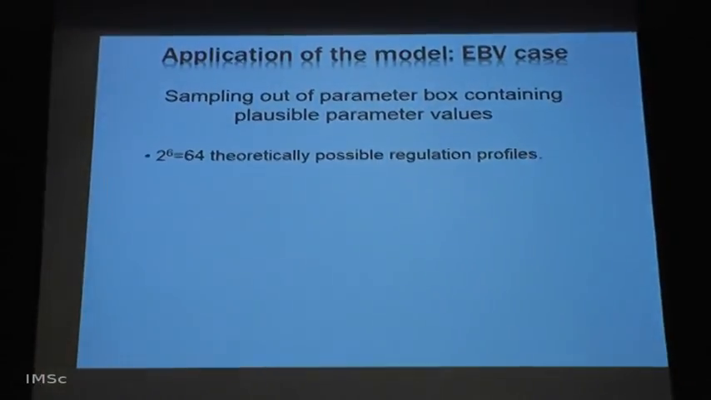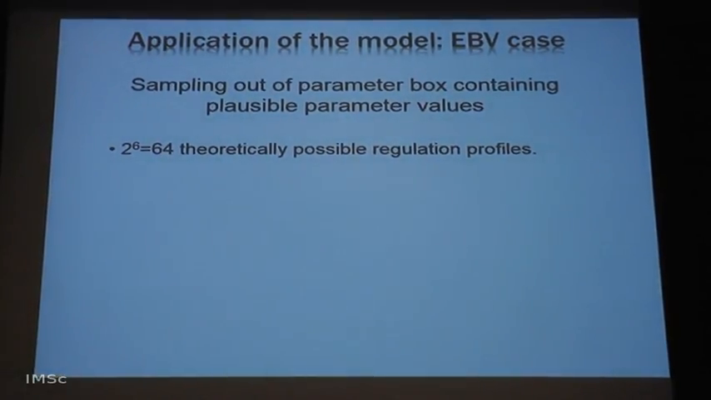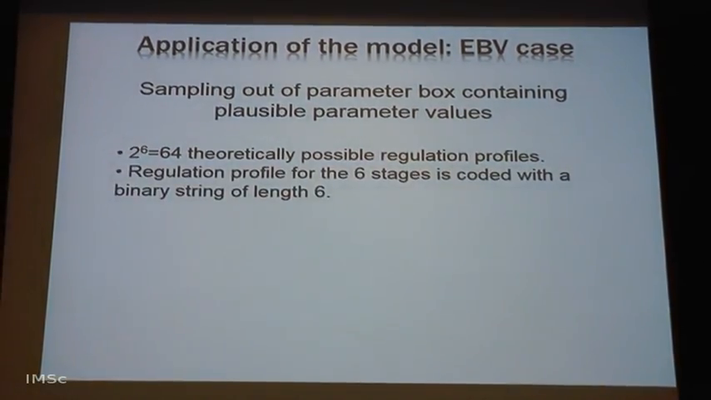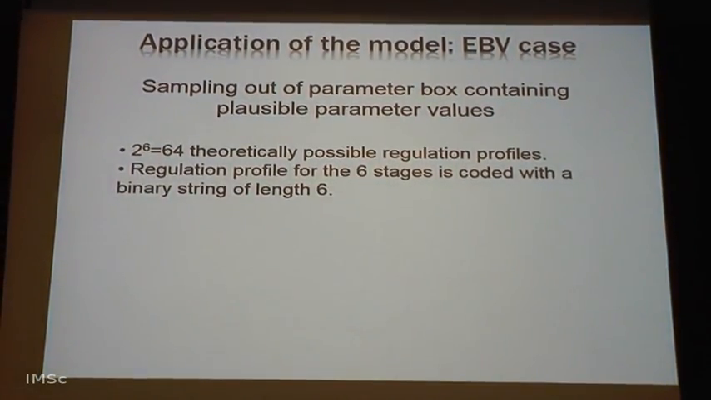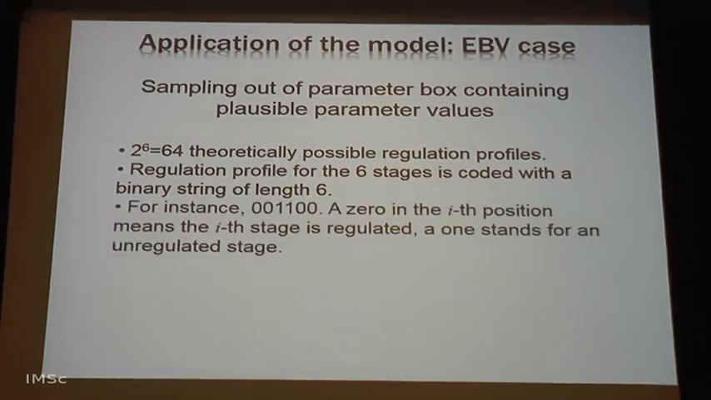So as I was telling you, we have 6 stages. So in principle, there are 64 possible regulation profiles, right? And so what I'm going to do now is I'm going to just code each regulation profile with a binary string. So for example, if I have a binary string of length 6, like this one, a 0 in the ith position means that the ith stage is regulated, and a 1 stands for a non-regulated stage. You could do it the other way around. We just did it like this.